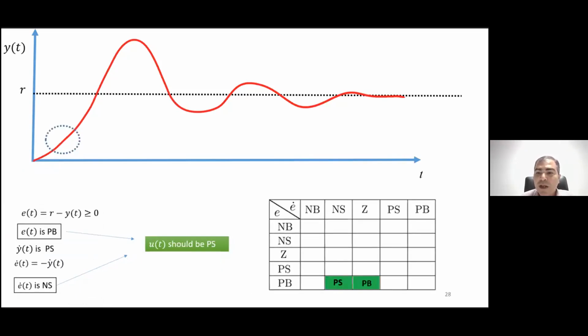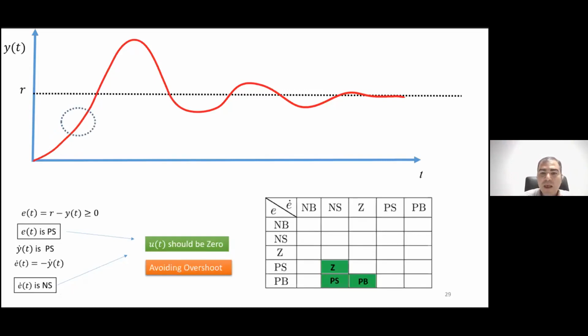If the output of the plant is in this circle, near this area, the error is still positive big, and if the slope is positive small, then the derivative of error, according to that relation I mentioned, is negative small. In this situation, the controller should still push the output, but since the derivative of the output is positive small, the control signal does not need to be big. So a positive small value is enough.